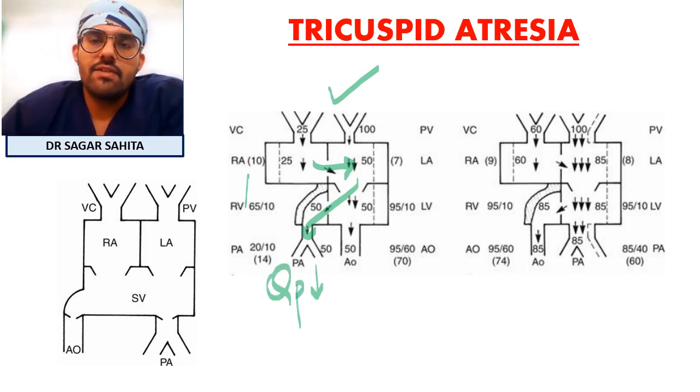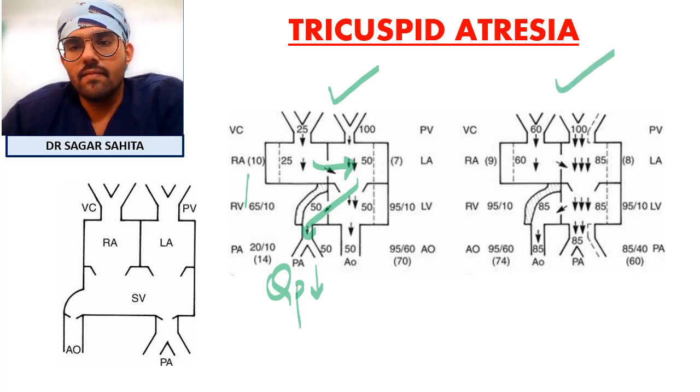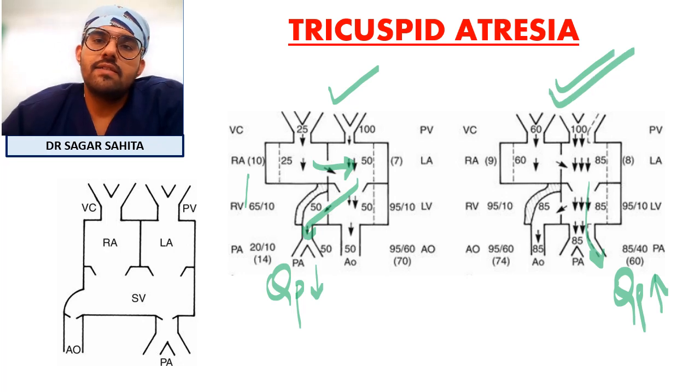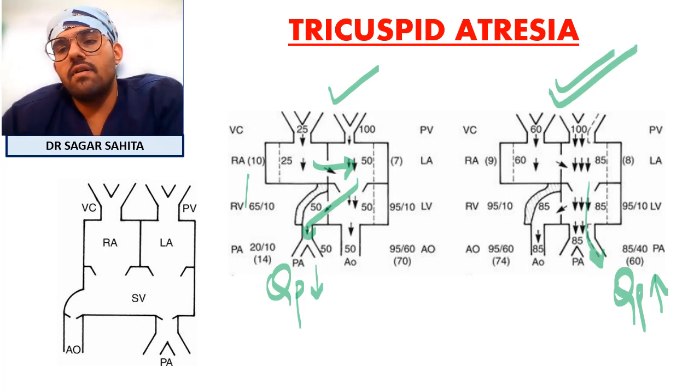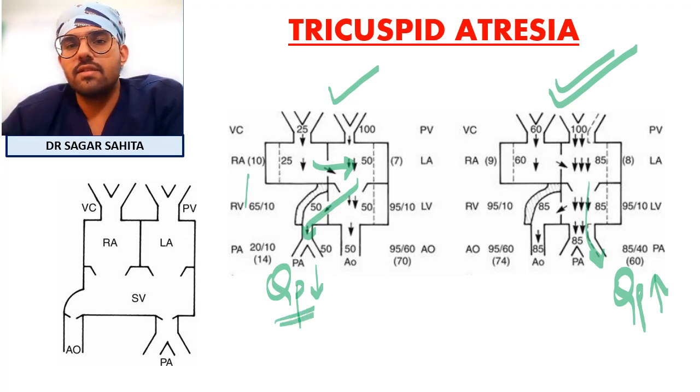Whereas on the other side, if it's a transposition physiology with tricuspid atresia, blood flow through the PA is more, and this results in high QP. These high QP patients don't present with cyanosis, they present with congestive cardiac failure, more like transposition physiology. Whereas low QP patients present with cyanosis, just like tetralogy physiology.